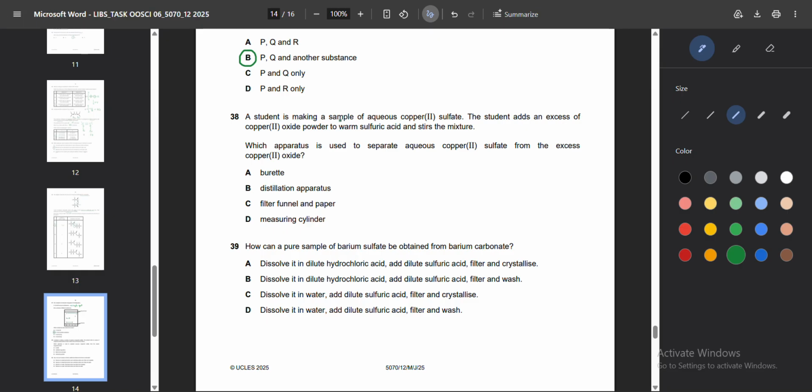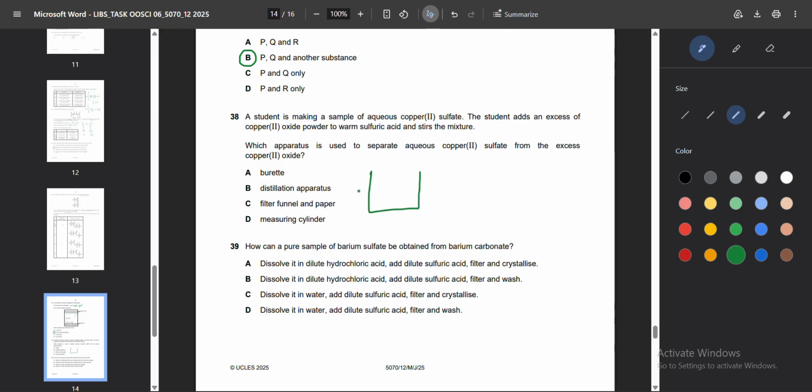A student is making a sample of aqueous copper 2 sulfate. The student adds an excess of copper 2 oxide powder to warm sulfuric acid and stirs the mixture. Which apparatus is used to separate aqueous copper 2 sulfate from the excess copper 2 oxide? Burette, distillation flask, filter funnel and paper, or measuring cylinder.